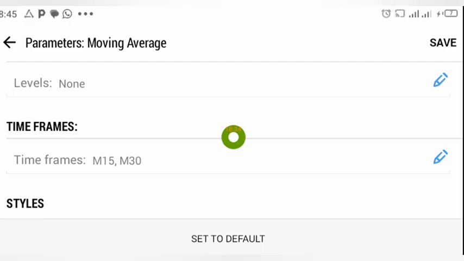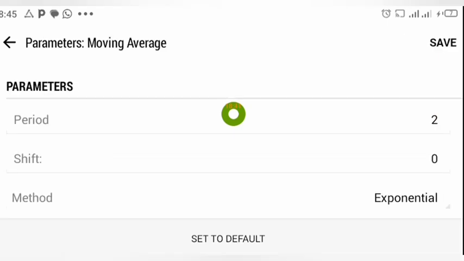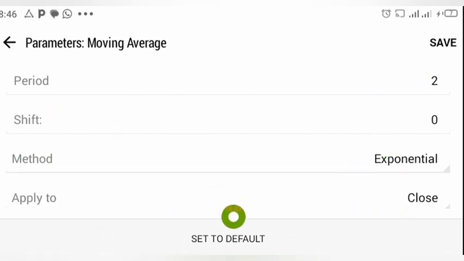After that, you're going to click on save. You can see save here. Now the second one here, you're still going to do the same thing I did. Go to that F plus and choose moving average. The period is going to be 2. The shift is going to be 0. The method is going to be exponential method. It's going to be exponential moving average.